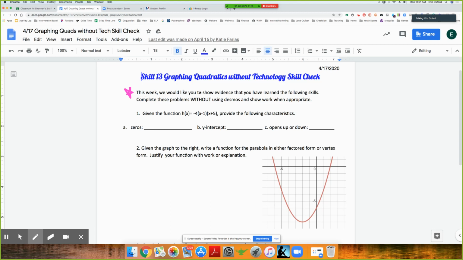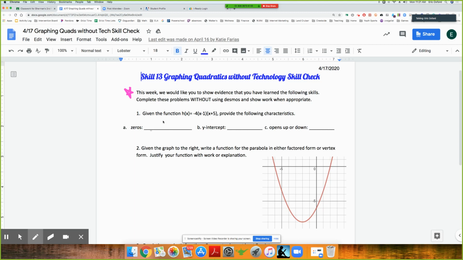This week, we'd like you to show evidence that you have learned the following skills. Complete these problems without using Desmos and show your work when appropriate. Okay, so here is the equation. Given the function h of x equals -4 times x minus 1 times x plus 5, provide the following characteristics.